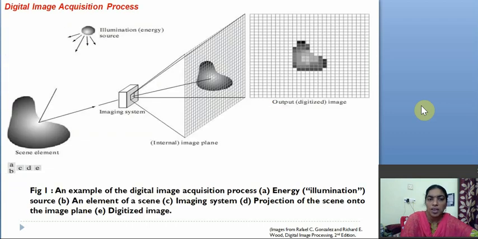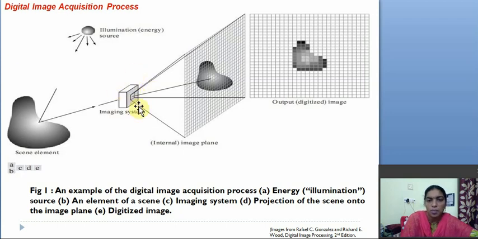Next is the digital image acquisition process. Up to now we have completed image sensing. Based on the sensors, whether point, line or array sensors, you sense the particular image, meaning light energy is converted into an electrical signal. Based on that we sense one image and get one image. Now we will discuss the total process here.